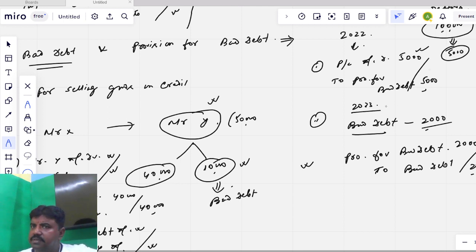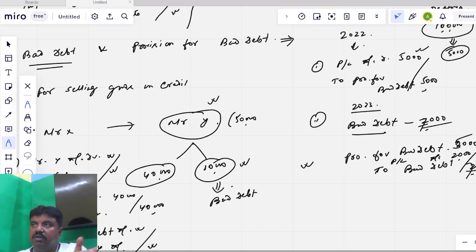Now it may happen, sir, that you created a provision of 5,000, but suppose the bad debt loss has been 7,000. Then the entire 5,000 provision you will utilize, and 2,000 is shortage. That 2,000 shortage you will straightaway charge to where? The profit and loss account. Then this amount will be 7,000. Is it clear? If you have sufficient provision, adjust with that. If you have a provision but it is less than your bad debt, then the shortage amount will be directly debited to the profit and loss account. So this way the accounting for bad debt and provision for bad debt is done.